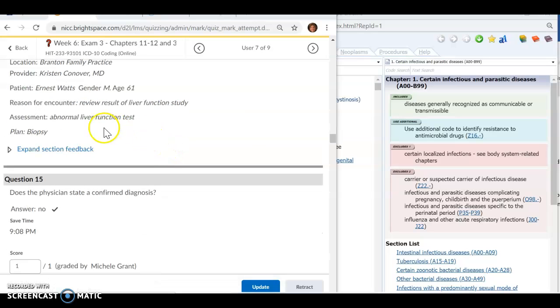Okay, this one here, abnormal liver function test. They plan on doing a biopsy.